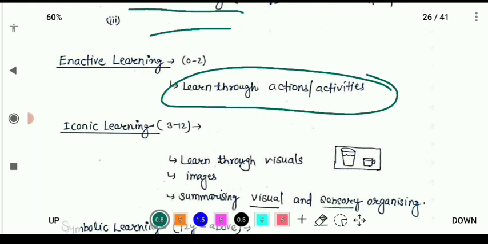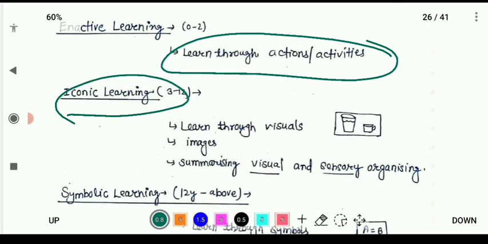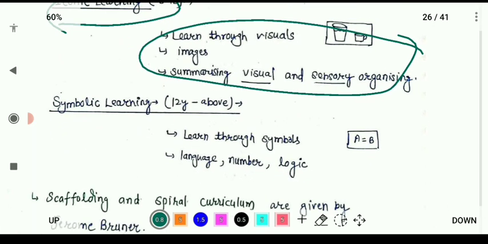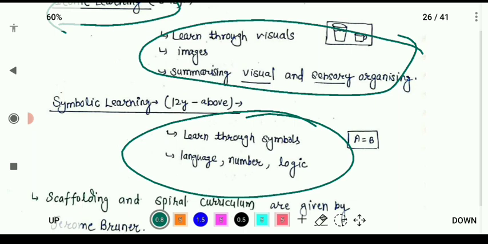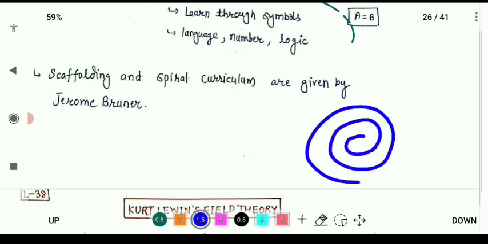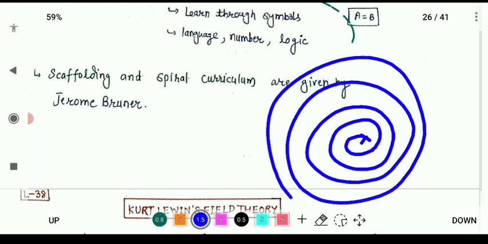Enactive learning means learning through actions or activities. Iconic learning means learning through visuals, images, and sensory organization, like how this object is and how the shape of the object is. Symbolic learning means learning through symbols. Like in higher classes we study language, number, logic and all. That is, above 12 years comes symbolic learning. Here, scaffolding and spiral curriculum were given by Jerome Bruner. Spiral curriculum refers to going from simple to complex. After knowing this thing only, we are able to study that thing. That is what spiral curriculum refers to.